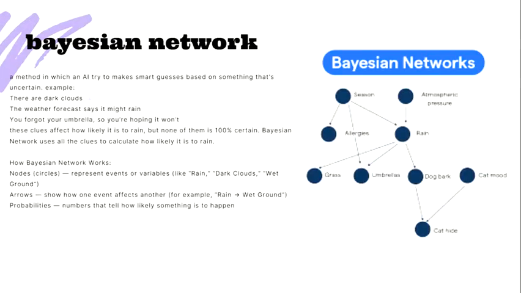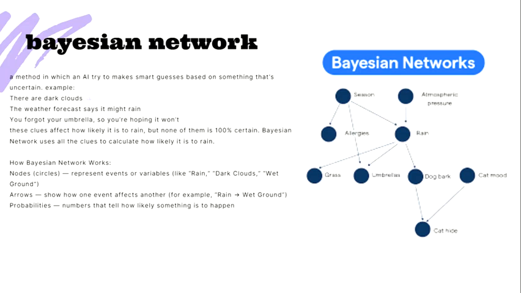Bayesian network, a method in which an AI tries to make smart guesses based on something that's uncertain. For example, there are dark clouds. The weather forecast says it might rain. You forgot your umbrella, so you're hoping it won't. Each clue affects how likely it is to rain, but none of them is 100% certain. A Bayesian network uses all the clues to calculate how likely it is to rain.